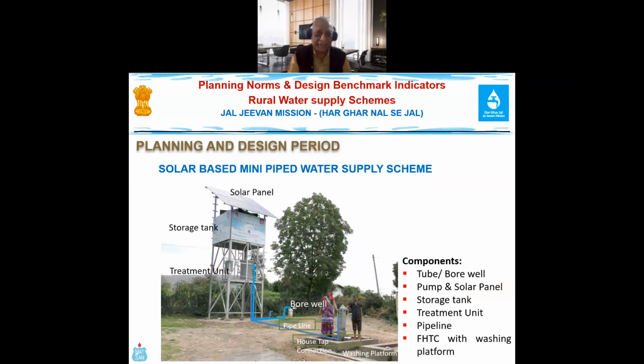Secondly, this is a mini water supply scheme. Here it consists of tube well, pump, solar panel, storage tank, and treatment unit if required. Just like in the case of fluoride-affected or iron-affected areas, we can think of some standalone treatment system, a distribution system, and FSDC and washing platform too.